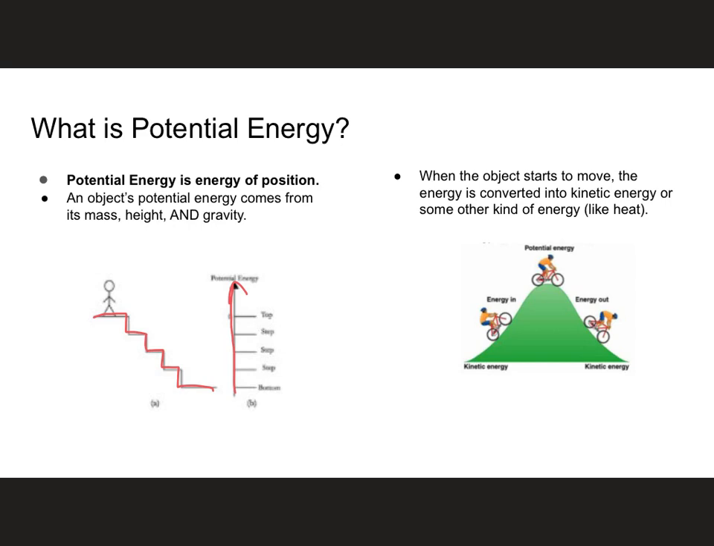And then once you release it and the object starts to move, it gets converted into kinetic energy or some other energy like heat. So like the bicycle, he's storing the energy. When he gets to the top, he stores it, but then when he goes down and starts to move, he releases it.